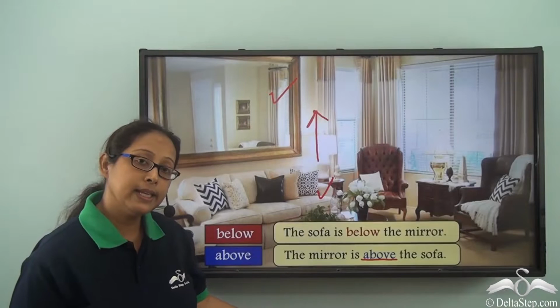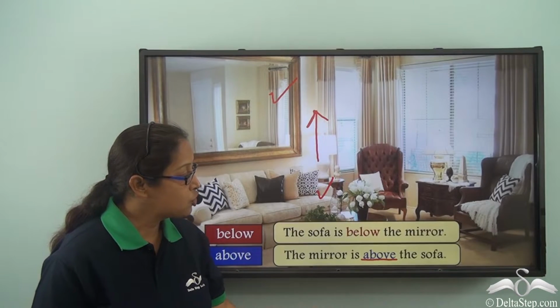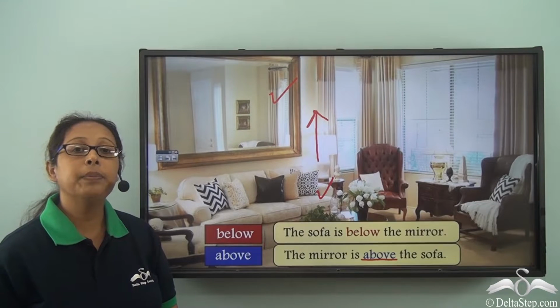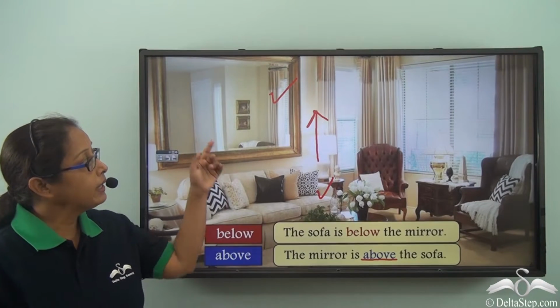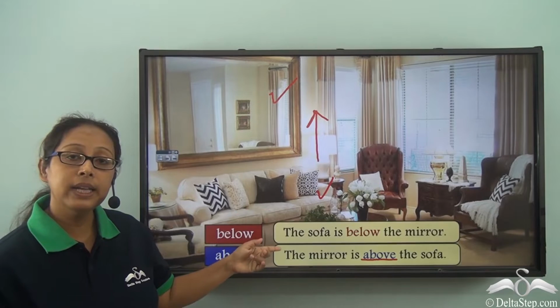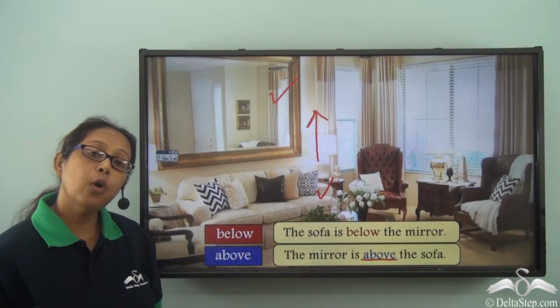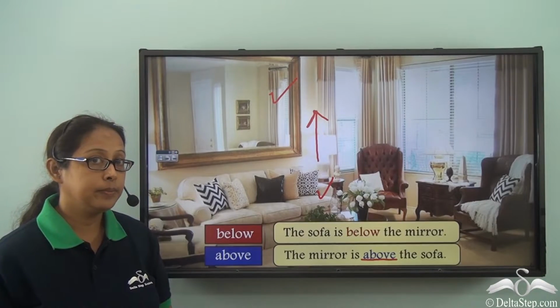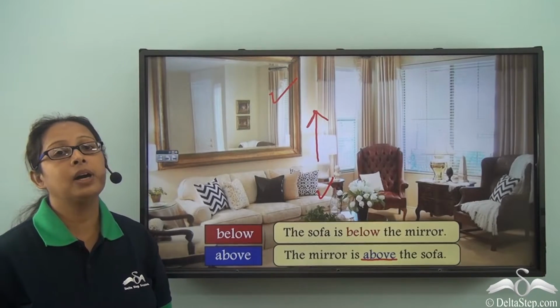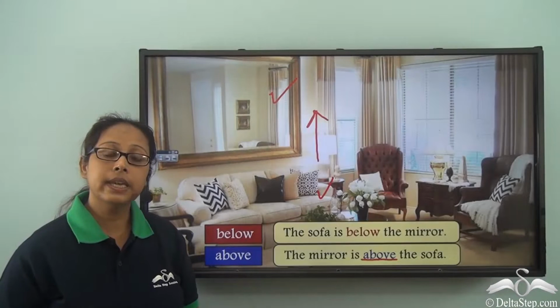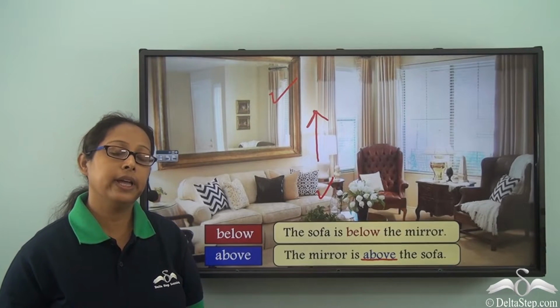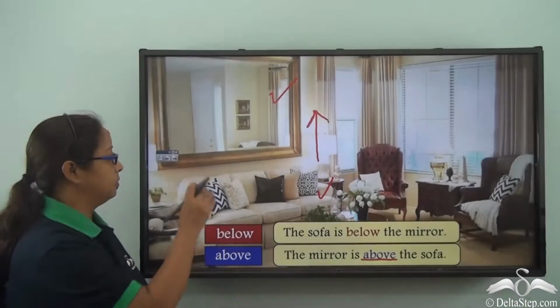In these two sentences, the prepositions below and above show a complete contrast. One is above and one is right below. So we can also say that they are complete opposites, and they are talking about a position where we can see one is higher than and one is lower than the other thing.